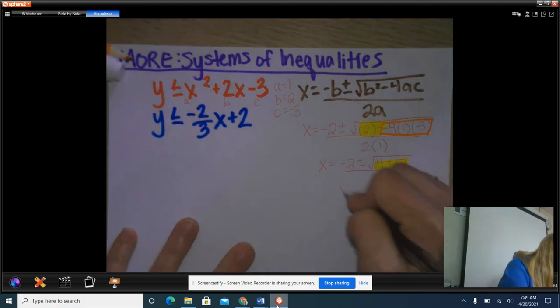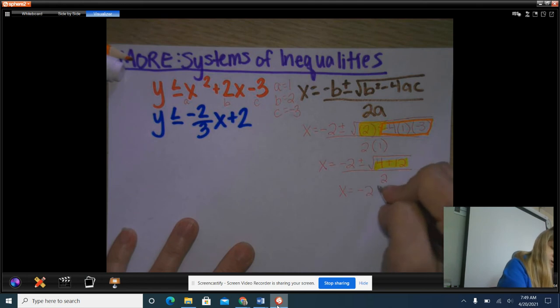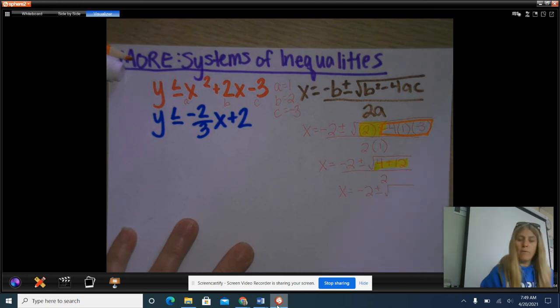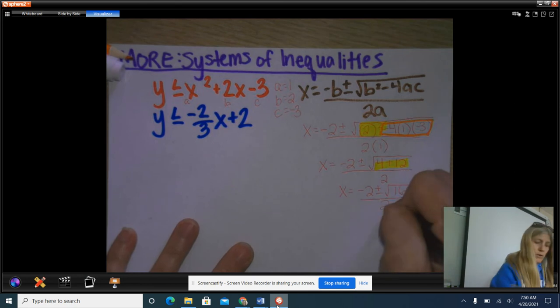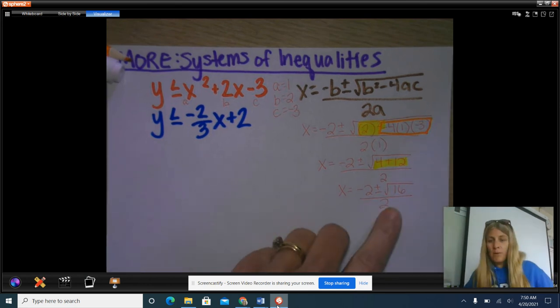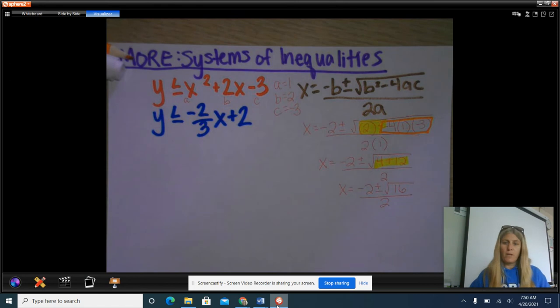And we have x is equal to -2 plus or minus the square root 4 plus 12 is 16, all divided by 2. Now, 16 is a perfect square because we know that 4 times 4 is 16. But if it wasn't a perfect square, we would pause here for our exact answer. Because it's a perfect square, then our final answer is also going to be exact.